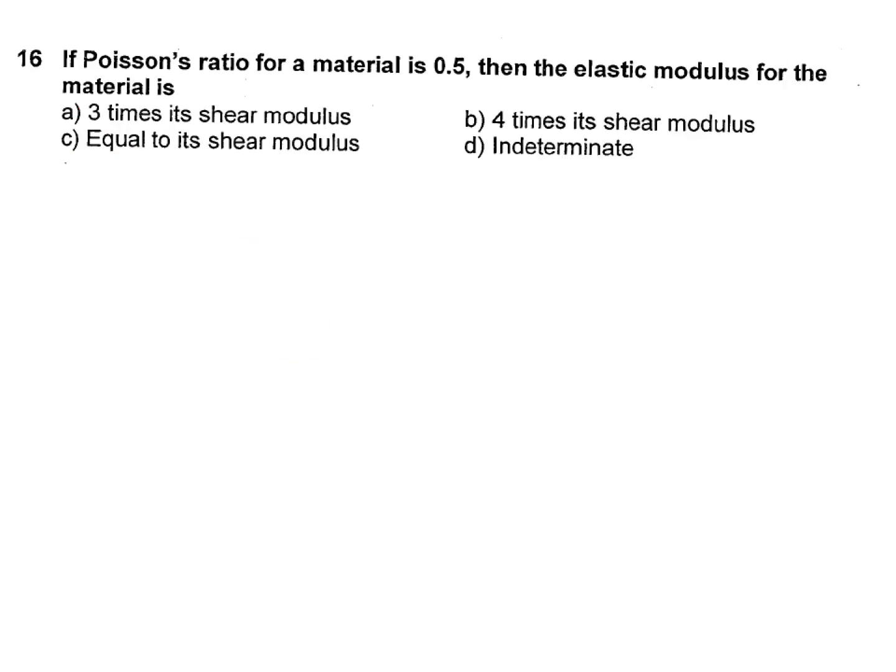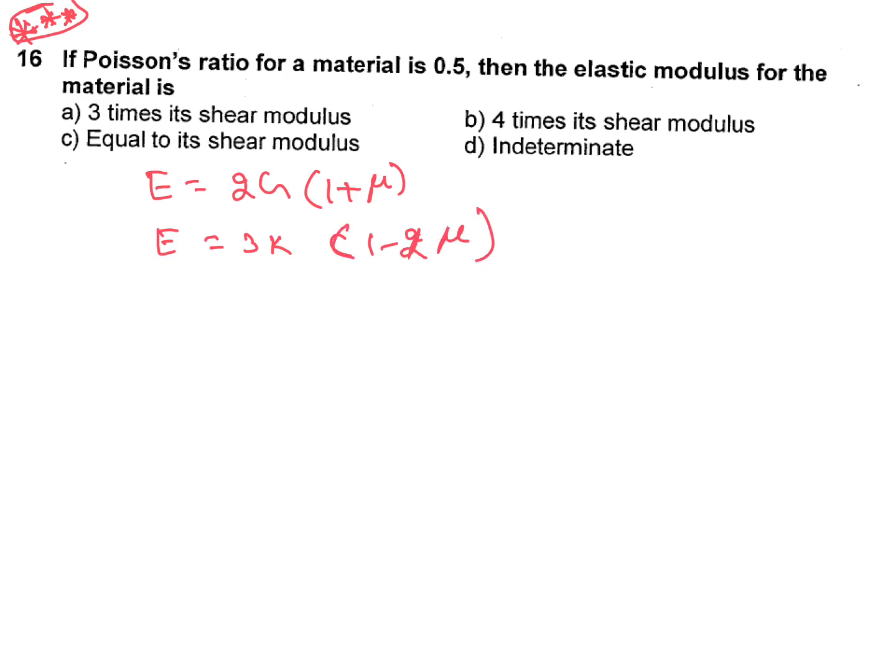If Poisson's ratio for a material is 0.5, then the elastic modulus for the material is... this is also very important for all exams. In GATE also this question is asked. These three formulas are very important: E equal to 2G into (1 plus mu), E equal to 3K into (1 minus 2 mu). E is Young's modulus, G is modulus of rigidity, K is bulk modulus, and mu is your Poisson's ratio.